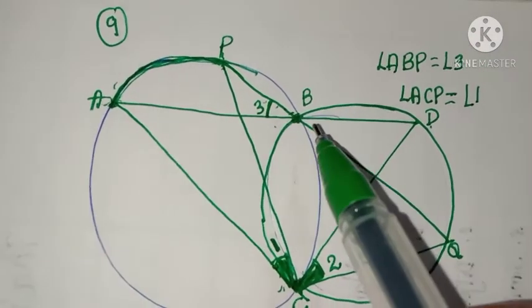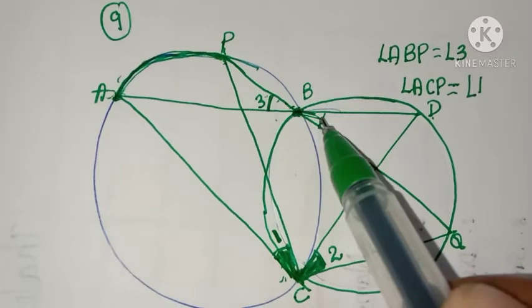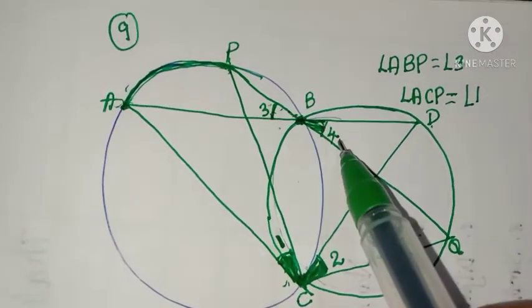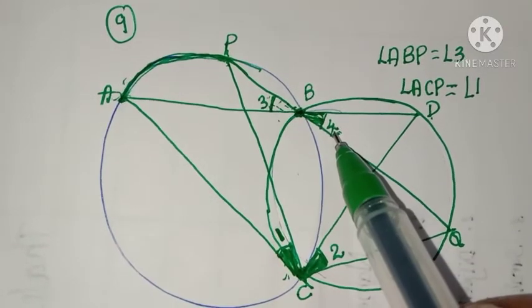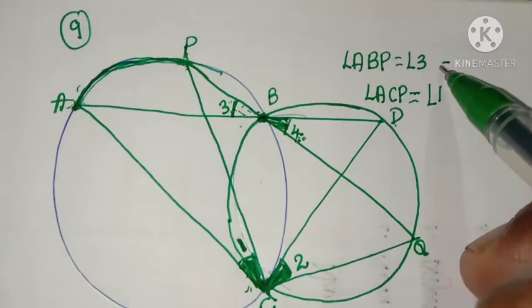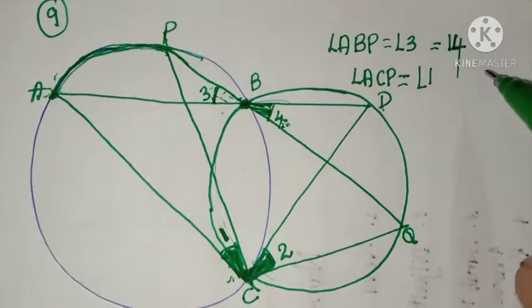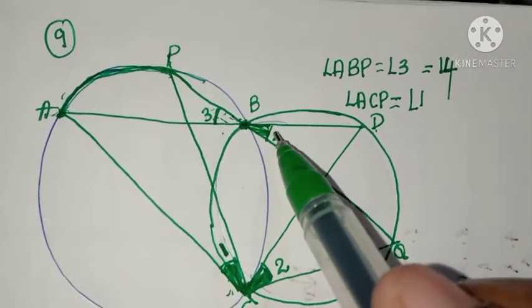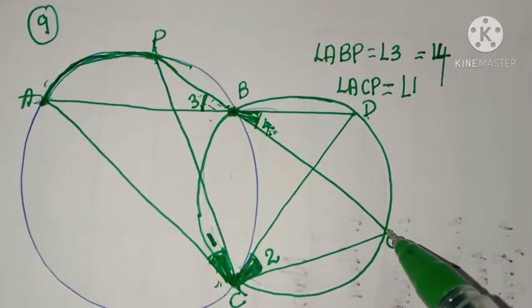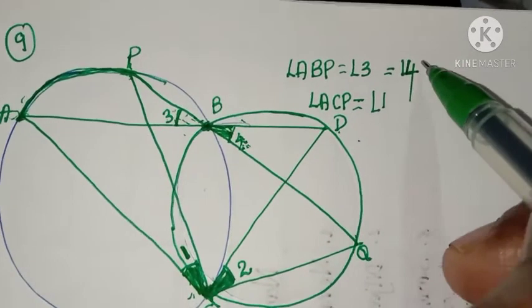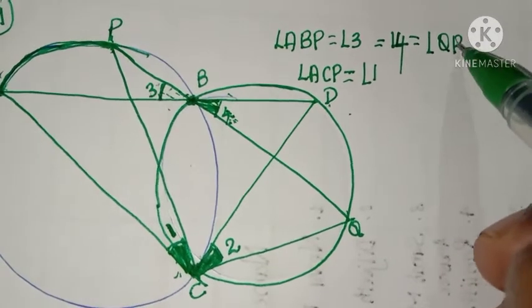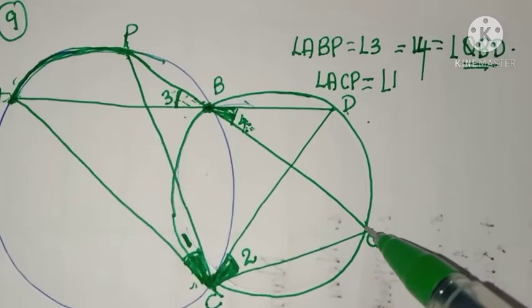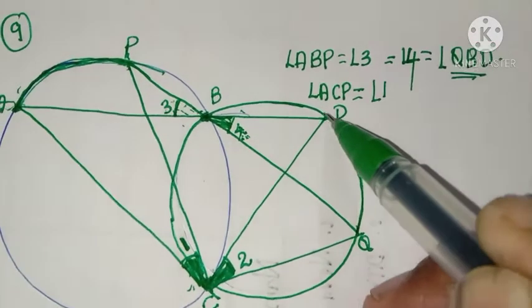Okay. Now listen, suppose this angle is angle 4. What about these two angles? These two angles are vertically opposite angles. So angle 3 is equal to angle 4. Now angle 4 is actually angle QBD, isn't it? Angle QBD.